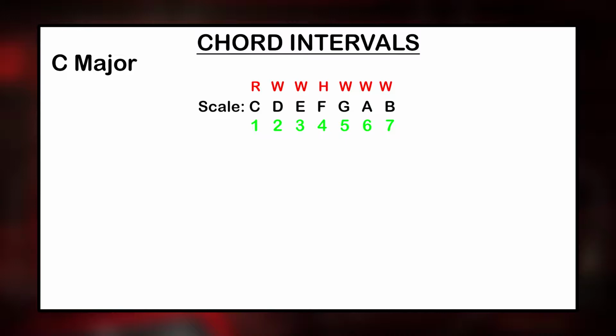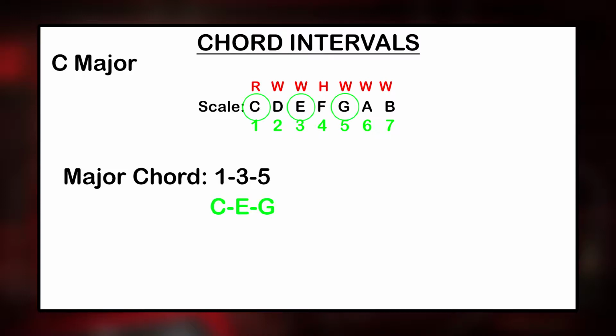The C major scale is made up of C, D, E, F, G, A and B, which is all the white keys, so it's a fairly easy scale to work with. For a major chord, we want the first, third and fifth notes in the scale. So a C major chord would be the notes C, E and G.